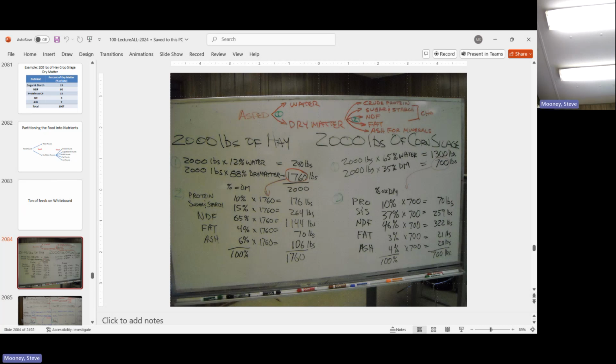Dry matter, same thing. 2,000 pounds of as-fed times 88 divided by 100 is going to give us what? Pounds of dry matter. So how do I check my work? These two have to add up to whatever I started with, so 2,000. Okay, so how do I get the amount of protein? What do I do?